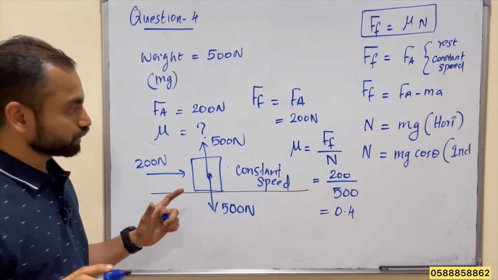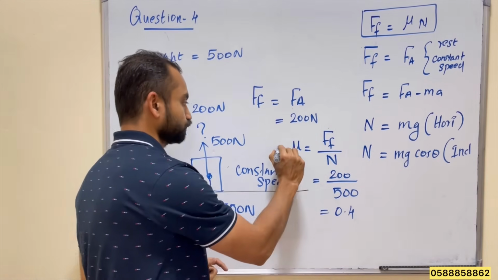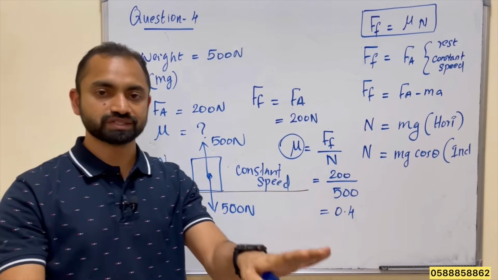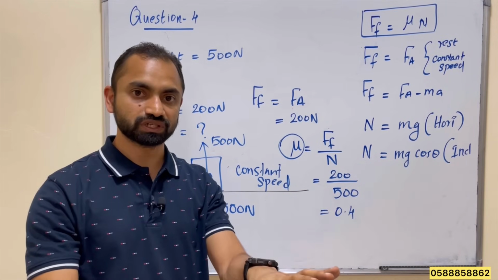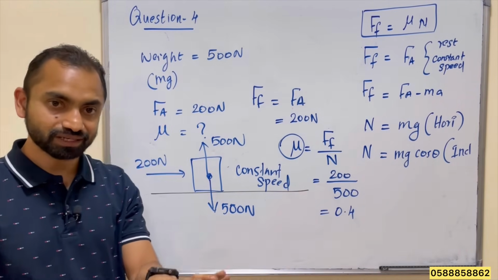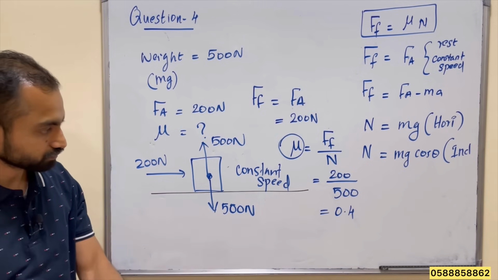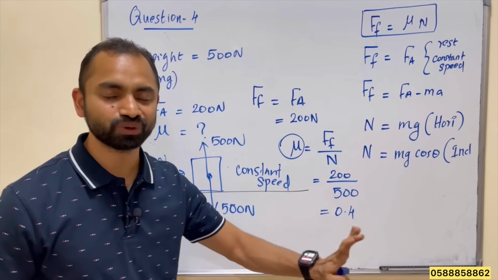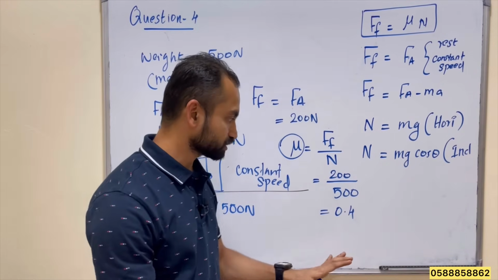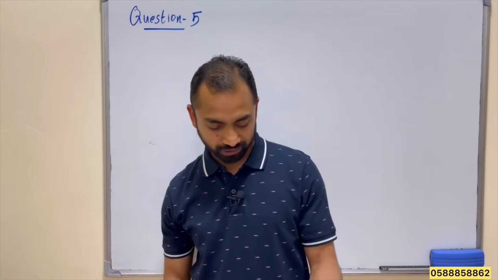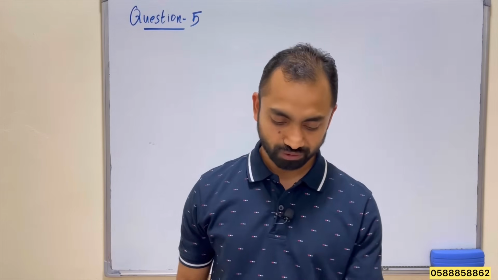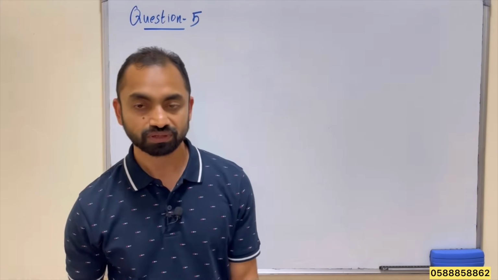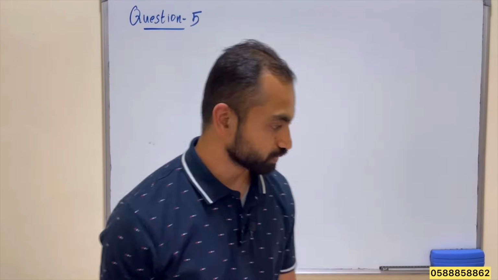So always when you calculate coefficient of friction, you will get a number that will be less than 1. Coefficient of friction will always be less than 1. And one more thing, coefficient of friction has no unit. It is a unitless quantity.